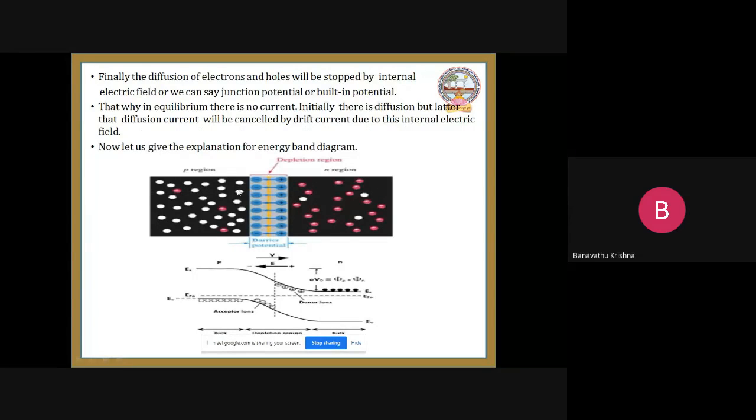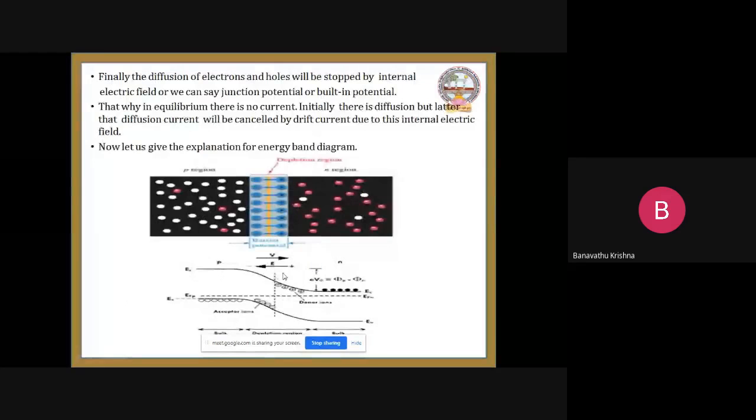Okay, so this is the formation of the P-N junction diode. That is the basic concept behind forming the P region, the N region and the depletion region. Now let us look at the explanation of the energy band diagram. So this is the energy band diagram. As I told you previously, the electric field is directed from positive to negative, and the potential goes from negative to positive.